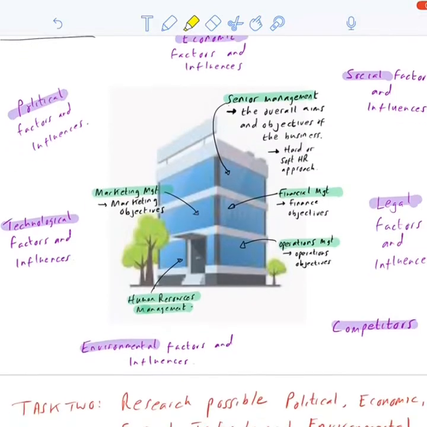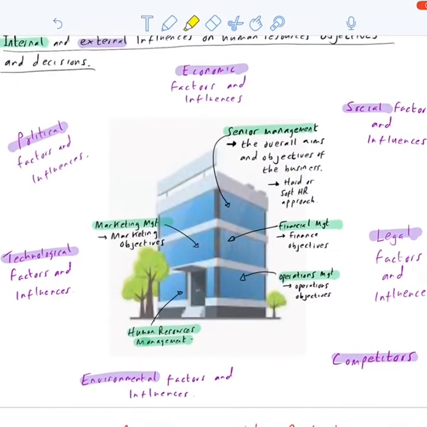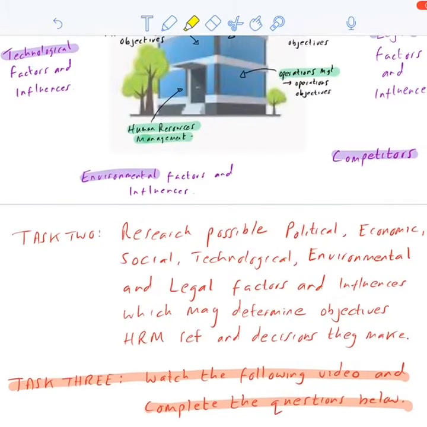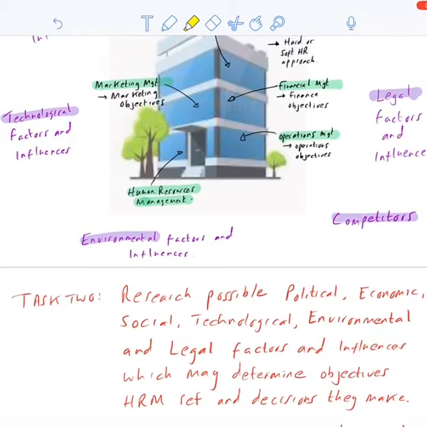Okay, so task 2 is, I've just given you an example of an economic factor that has an impact on human resource decision making and objective setting. So task 2 is as follows. I would like you to research possible political, economic, social, technological, environmental and legal factors and influences which may determine objectives that human resource management set and decisions they make. Okay, so you can pause the video now in order to complete that task.